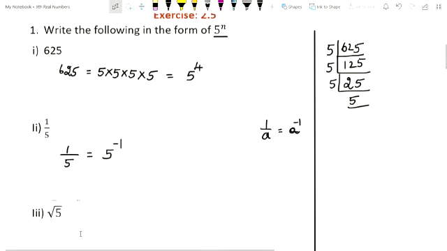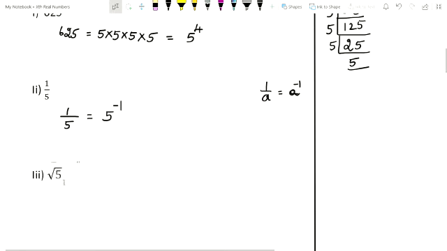See the next one. Here root 5 is given. Here square root is given. So how can you write this? Root 5 equal to 5 power 1 by 2. You know very well. Here square root is given. Inside the root, in this place, nothing is there. Nothing is there means it represents 2. This is square root. So square root of 5, how can you write this? 5 power 1 by 2. Now it is in the form of 5 power n.